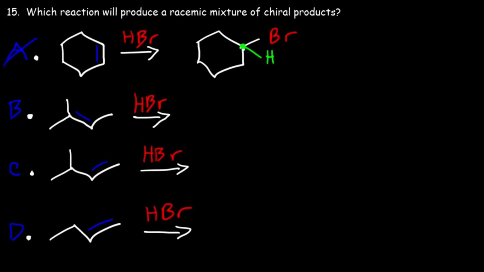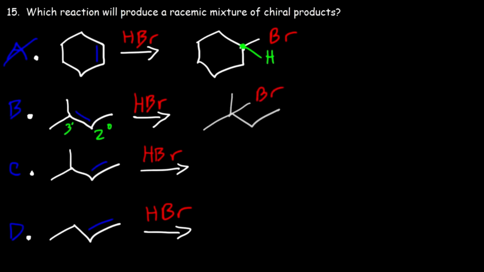Now what about B? Will B generate an achiral product? Well, this carbon is secondary, this one is tertiary. The bromine is going to go on the tertiary carbon. The reason for that is because tertiary carbocations are more stable. And we can go over the mechanism later. But for now, this is going to be the product.